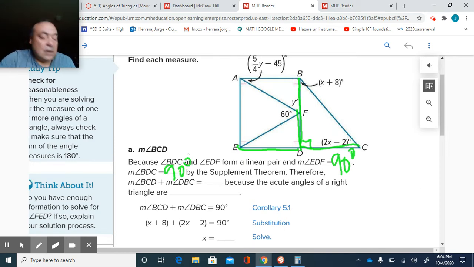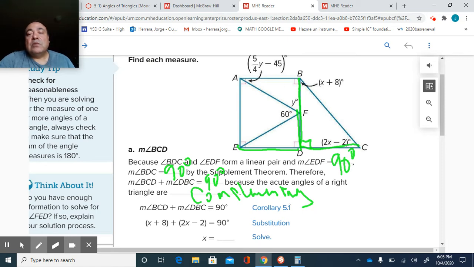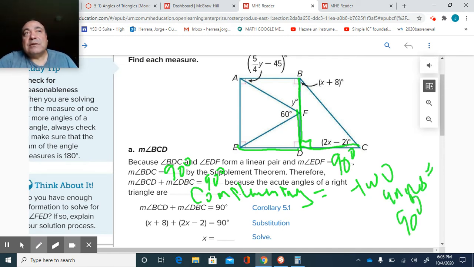And those two angles, you'll see that BCD will also be 90 degrees, and they're complementary, meaning two angles that add up. So complementary angles are two angles that add up to 90 degrees. Supplementary angles are two angles that add up to 180. Complementary, they complement each other, they add up to 90 degrees.